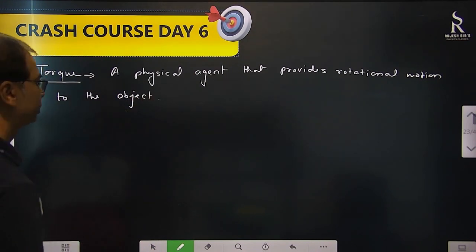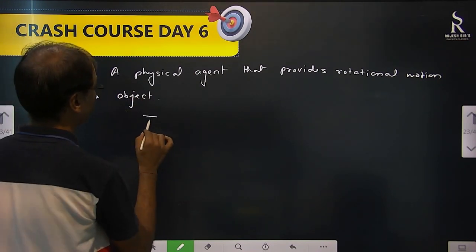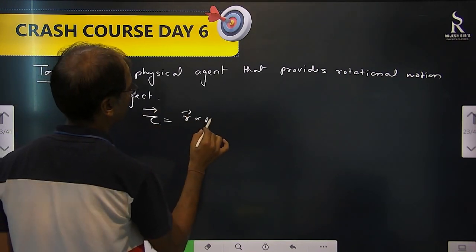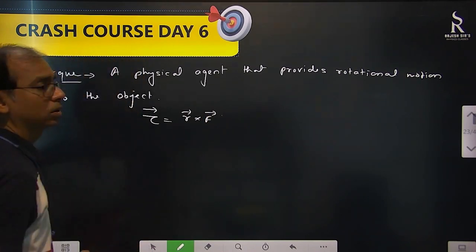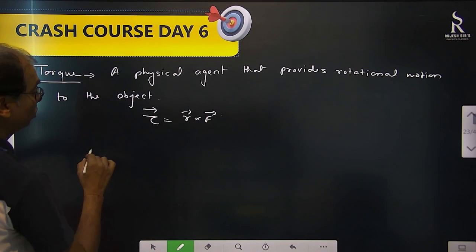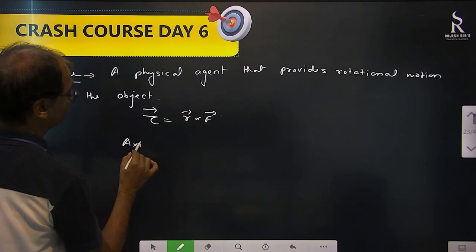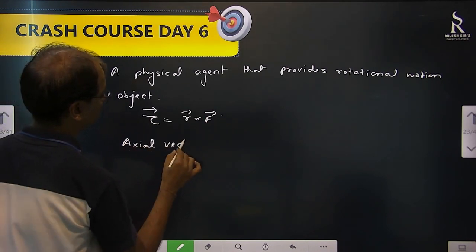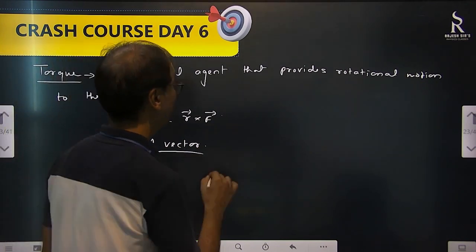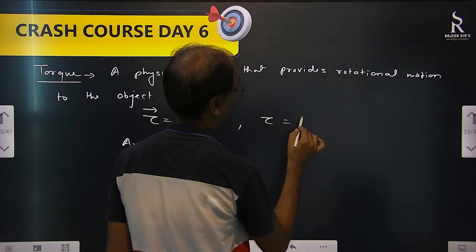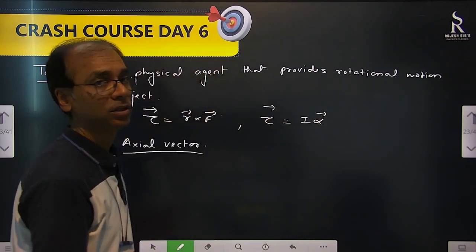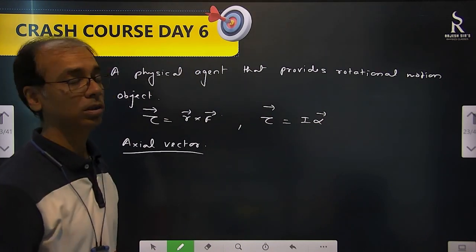What is this? I said torque. We represent this as tau. Tau is actually R cross F. You will see what is R and what is F. R cross F. This is also an axial vector. And another formula is there for this torque. Torque is I alpha. So direction of torque will be same as direction of angular acceleration.